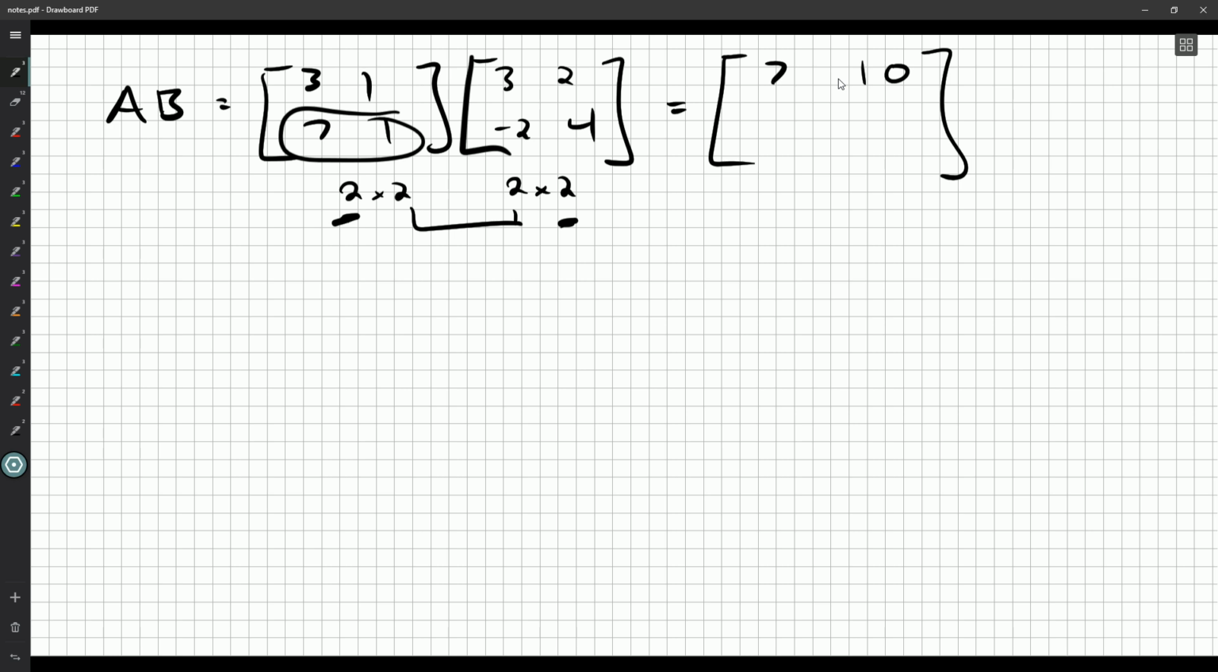Okay, 7 and 3 is 21, 1 and negative 2 is negative 2. So we get 19 here. Then 7 and 2, 14, 1 and 4, 18. So that's A times B. So now let's switch them around. They ask us to also do B times A.